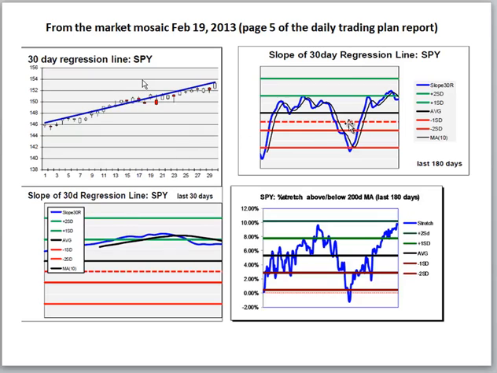So the next thing we look at is to go drill a little deeper into what we call the market mosaic from the daily trading plan. We're looking at, here's that 30-period regression line over the last 30 days. You can see prices right back on the regression line. Even though there was a slight breakout, it is right back on normal.